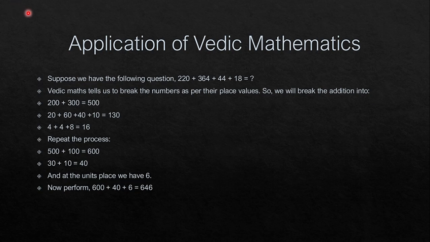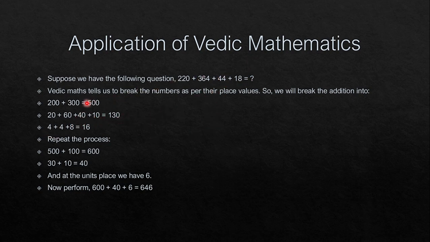Now I'll be showing how to apply this Vedic mathematics in your daily life problems. One of them is, consider we got a question: 220 plus 364 plus 44 plus 18. We have to split them into hundreds, tens, and ones places. So the first one we got is 200 plus 20. Then we got 364: 300 plus 60 plus 4. Then 44: 40 plus 4. Then 18: 10 plus 8.